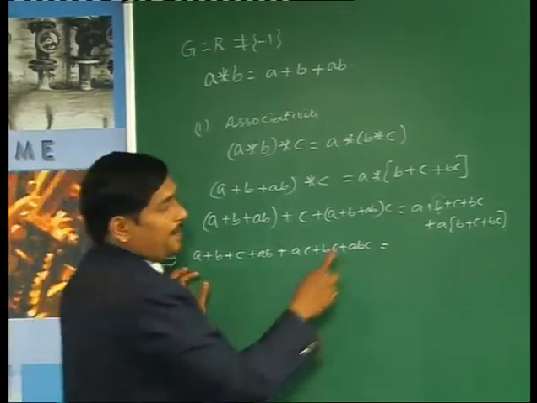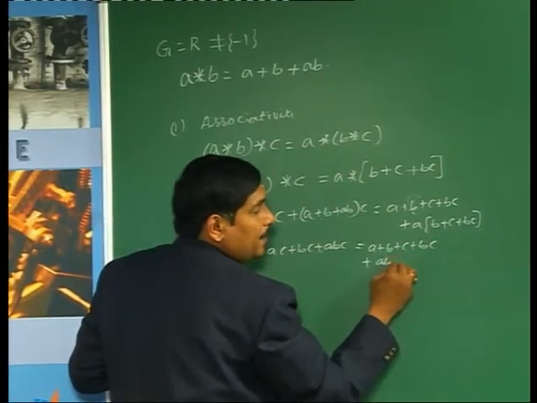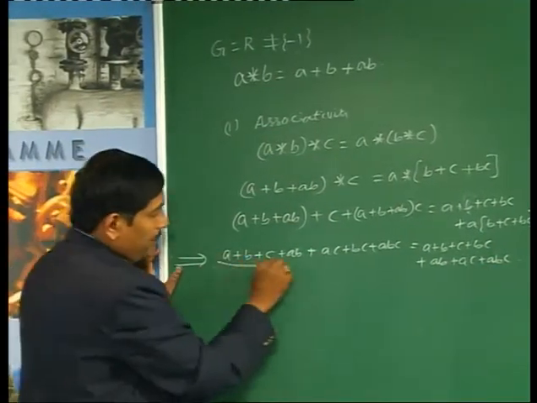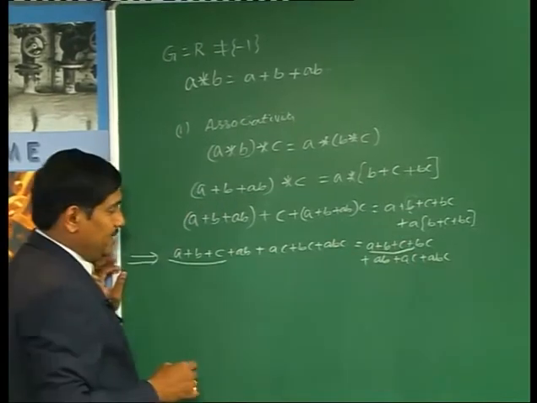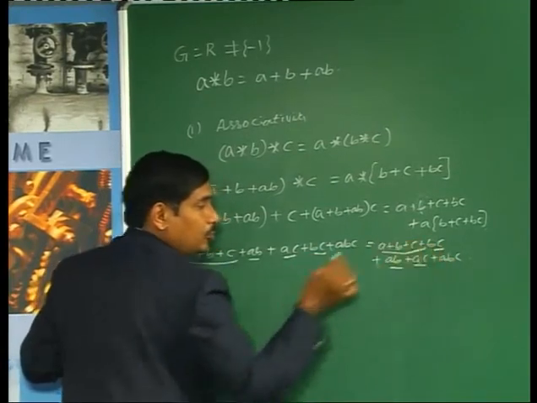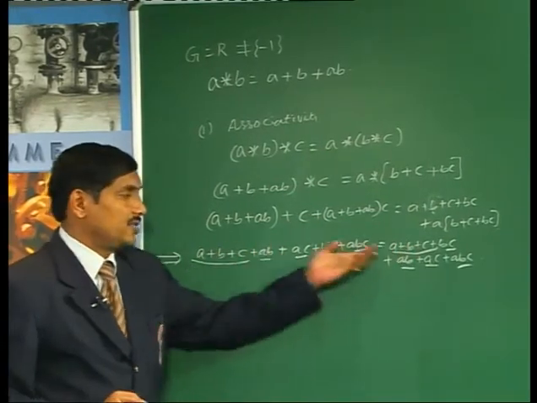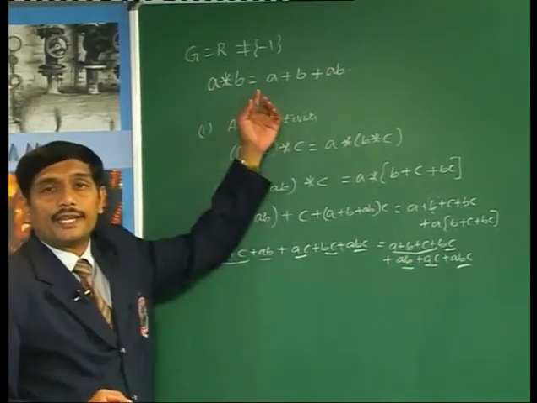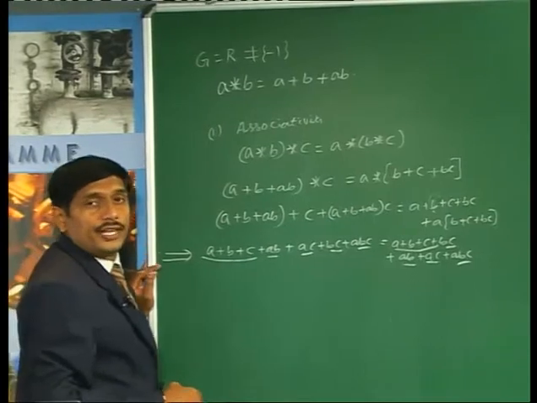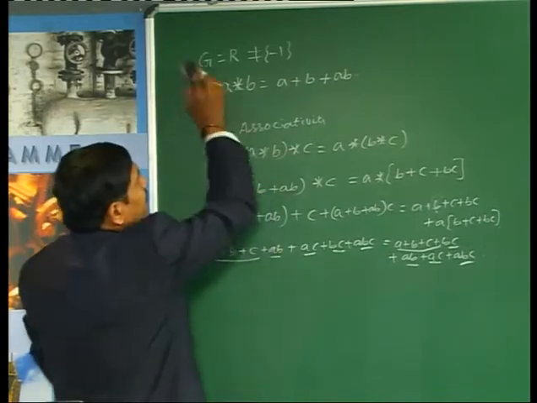Similarly, in the right hand side, we get A plus B plus C plus BC plus AB plus AC plus ABC. If you check, A plus B plus C is there, here also A plus B plus C; AB is there, here also AB; AC and AC, and BC, here also BC; then ABC. Means the left hand side and right hand side are both equal, therefore the star is associative, the associativity condition holds. Next we check the identity element. What is identity?